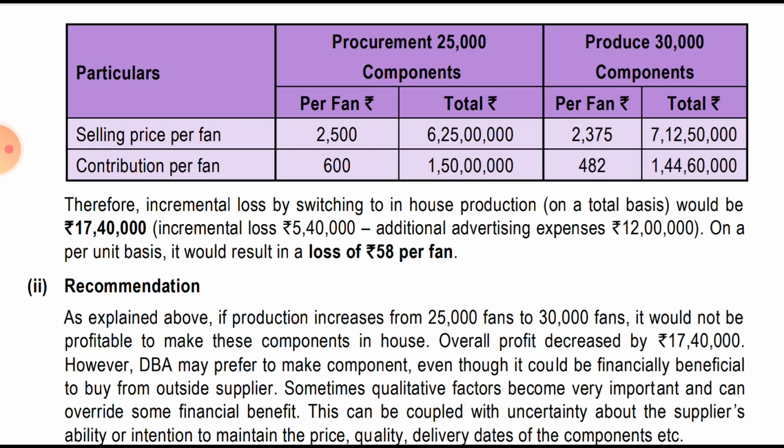How did the 17 lakh come? 1 crore 50 lakh minus 1 crore 44 lakh 60,000, which is 5 lakh 40,000, plus additional advertisement cost, that is 12 lakh. On a per unit basis, it would result in 58 rupees per fan. So how this 58 came is 17 lakh 40,000 divided by 30,000. See, calculate on your calci. 17 lakh 40,000 divided by 30,000, we get 58.